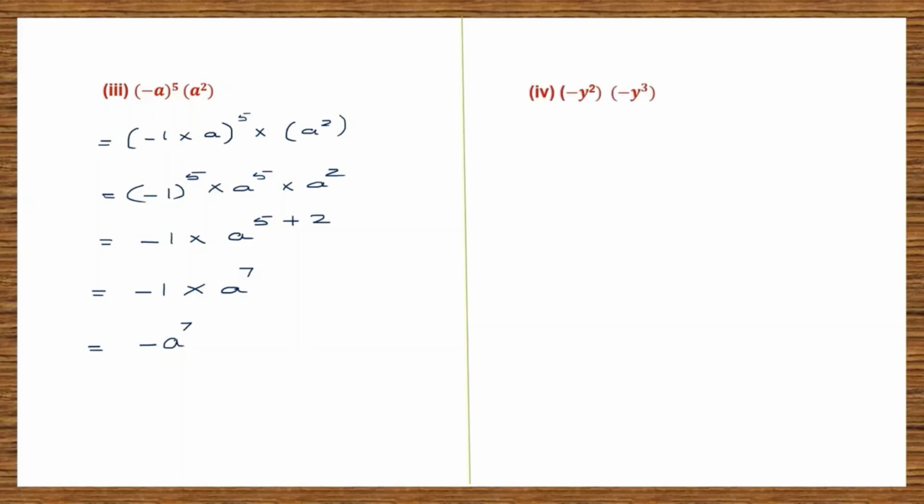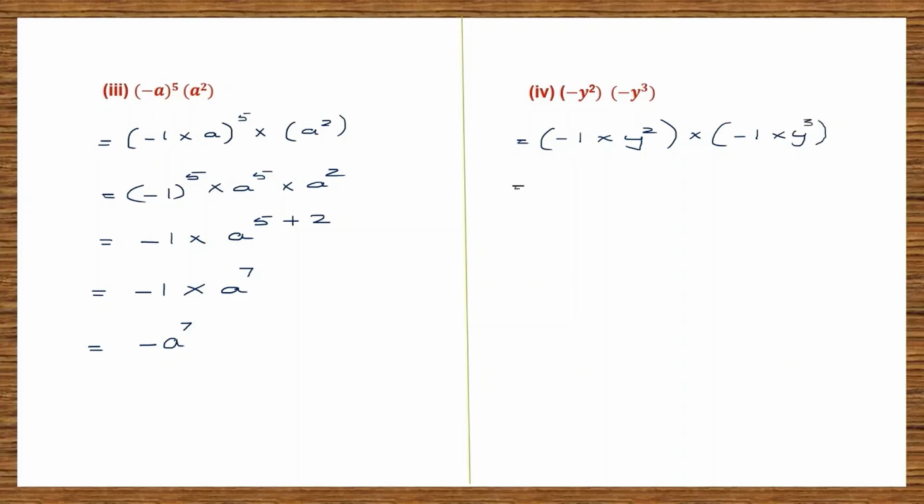Question 4. Here we have again a negative variable minus y raised to the power of 2. So this will be equal to minus 1 into y to the power of 2 into minus 1 into y to the power of 3.